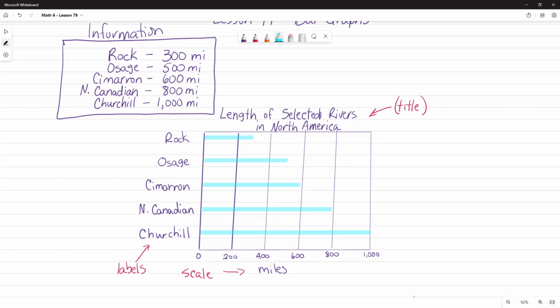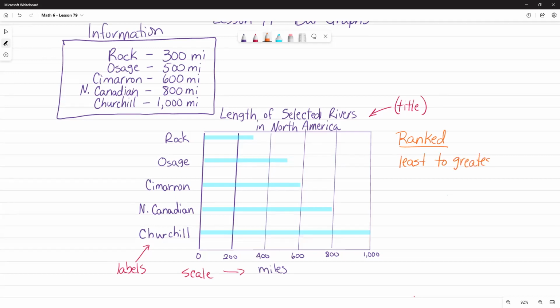Okay, so we have now graphed the information we were given on the length of these rivers, and we have a visual representation. There are a couple of things you'll notice about the representation of these. The first is that this is ranked. A ranked bar graph means that the statistics or the information that you're graphing are given from either least to greatest or greatest to least. In this case, we start with the Rock River, so this one is ranked from least to greatest.